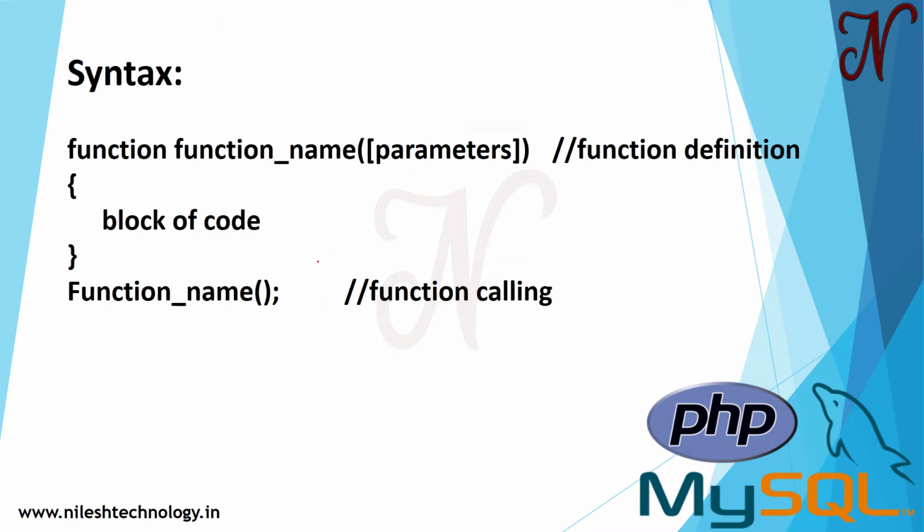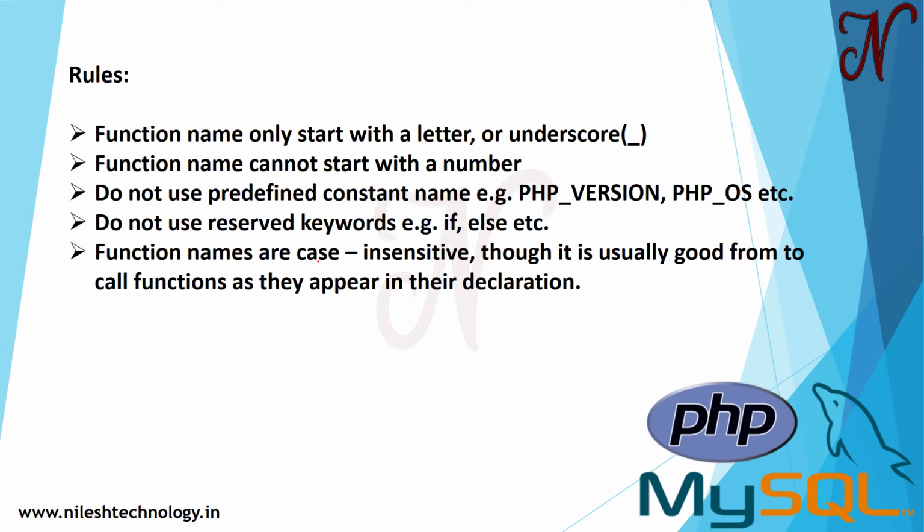Okay, so these are some rules for function names. A function name can only start with a letter or underscore. It cannot start with a number. Do not use a predefined constant name like PHP_VERSION, PHP_OS, etc. Do not use keywords, like if, else, etc. Function names are case insensitive, though it is usually good to call a function as it appears in its declaration. So these are some rules for functions in PHP.